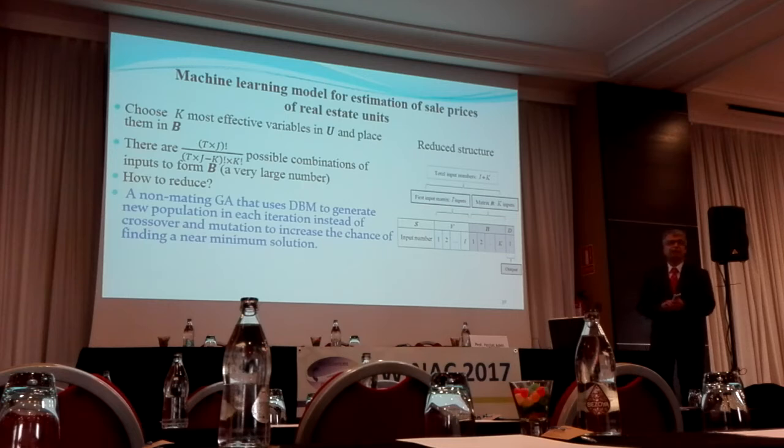So we have to do data reduction. The question is, out of so many different factors, which ones affect the most, in order to reduce the data and make this network learning process more manageable. And this is part of that. For that, we use a non-mating genetic algorithm to generate a new population in each iteration instead of crossover and mutation, to increase the chance of finding a near minimum solution.